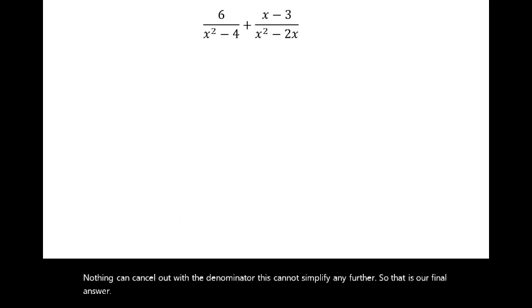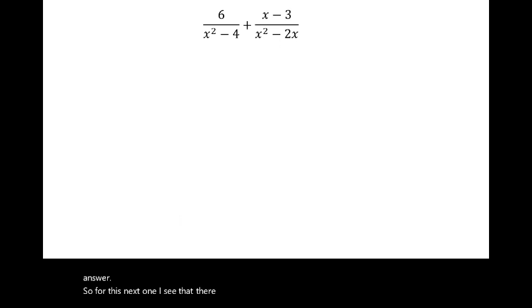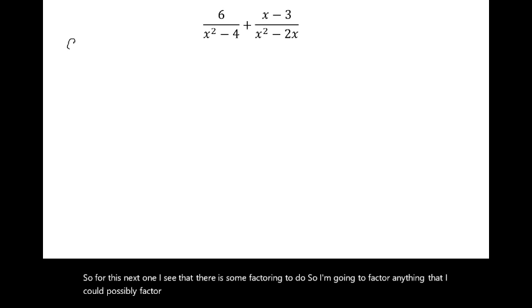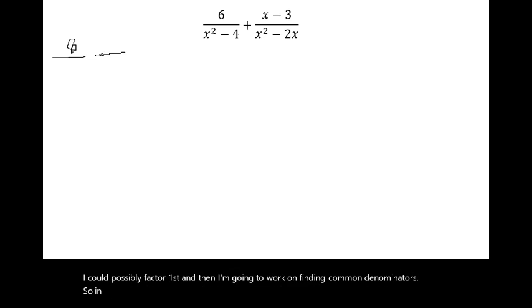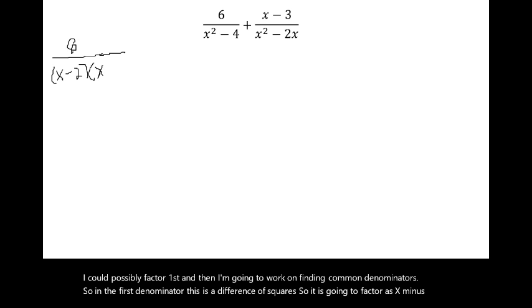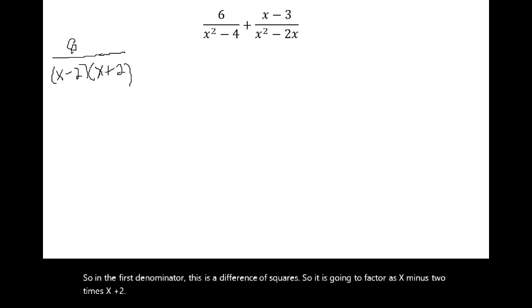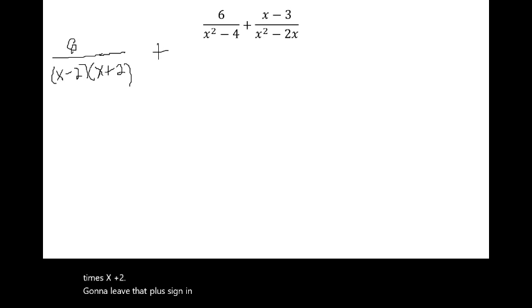So for this next one, I see that there is some factoring to do, so I'm going to factor anything that I could possibly factor first, and then I'm going to work on finding common denominators. So in the first denominator, this is a difference of squares, so it is going to factor as x minus 2 times x plus 2. I'm going to leave that plus sign in the middle alone for right now. I'm going to put parentheses around this x minus 3.